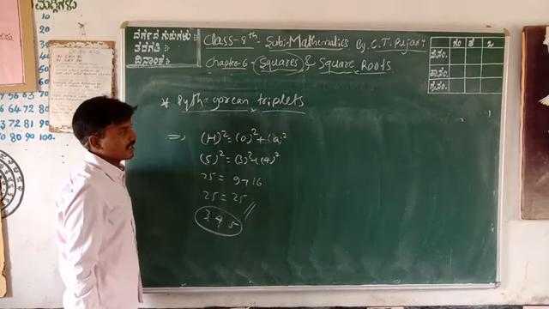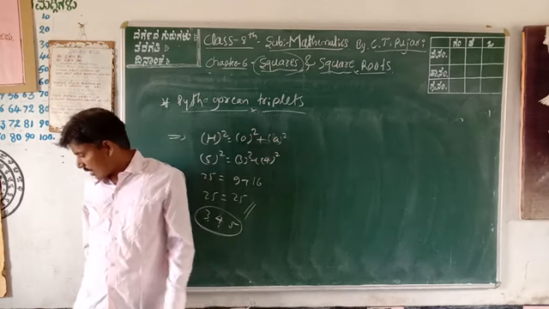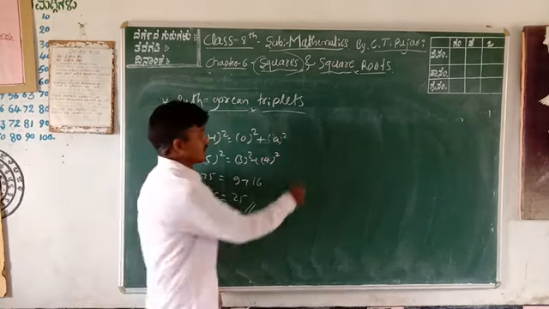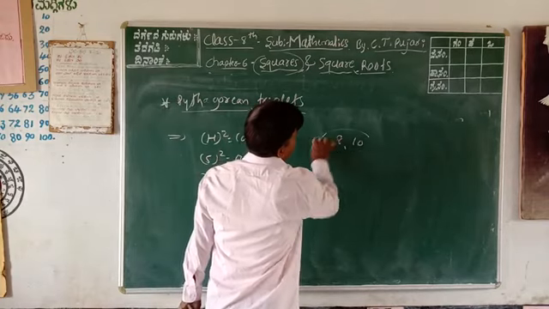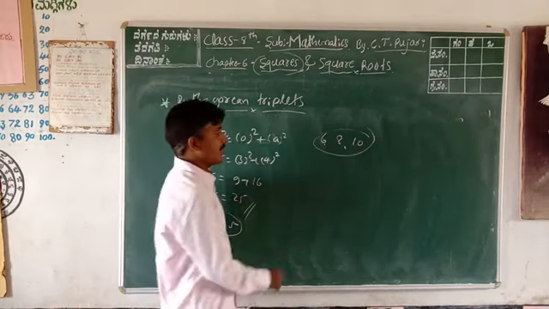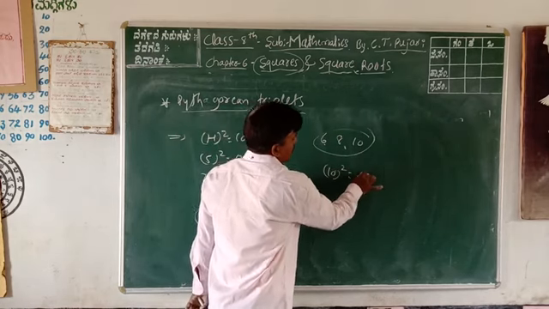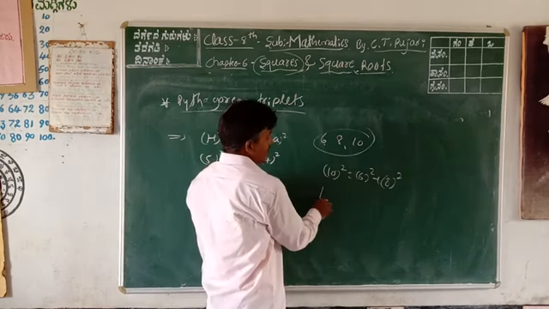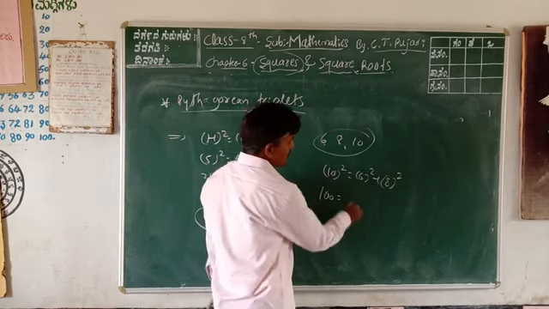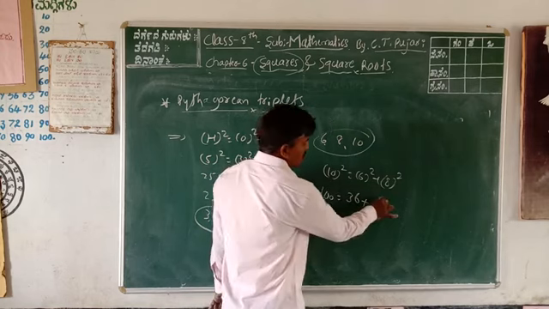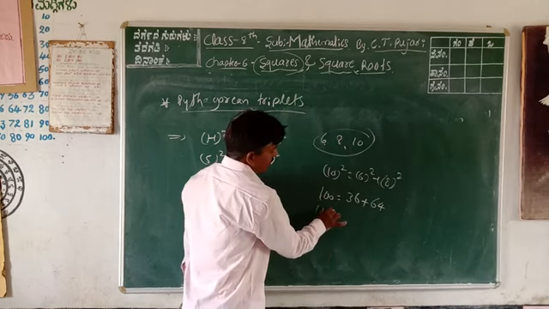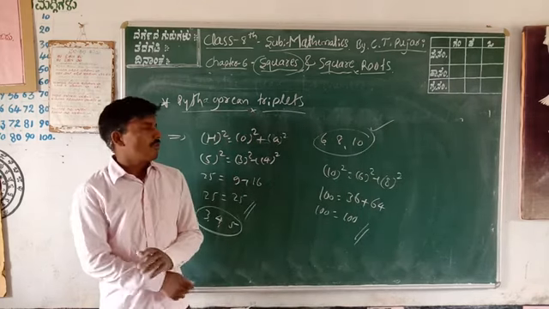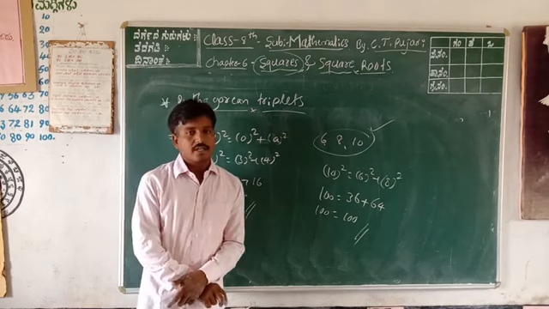The next one is what? 6, 8 and 10 are also Pythagorean triplets. For example, 10 square is equal to 6 square plus 8 square. 10 square means 100, 6 square means 36 plus 8 square means 64. Therefore, 100 is equal to 100. These are Pythagorean triplets. Got it? Practice more examples in your textbook. I shall continue next class.